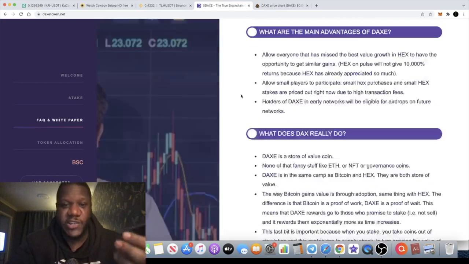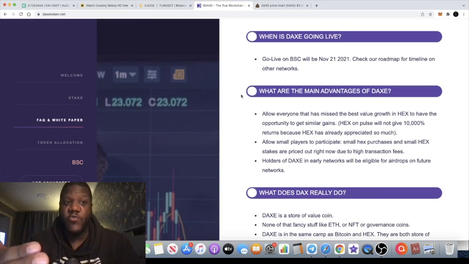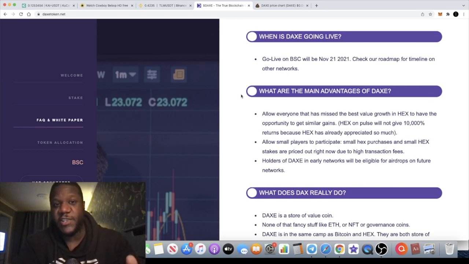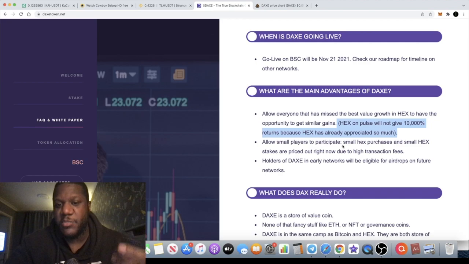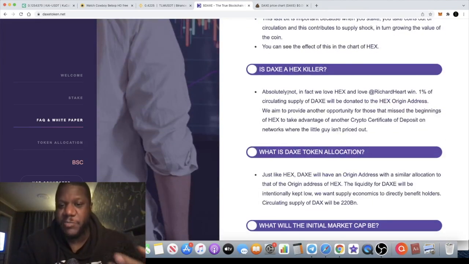Obviously, projects like this are actually supporting Richard Heart and HEX, and just proving the validity of the concept, because nobody copies something that isn't good. All right, guys. And they actually said here that they allowed everyone that missed the best value growth in HEX to have the opportunity to get similar gains. HEX on Pulse will not give 10,000% returns because HEX has already appreciated so much. However, they go on to explain that they're not haters of Richard Heart or HEX. Okay, in fact, they love HEX and they love Richard Heart.